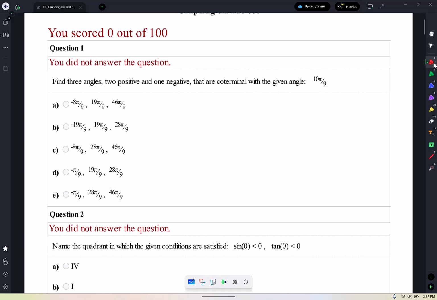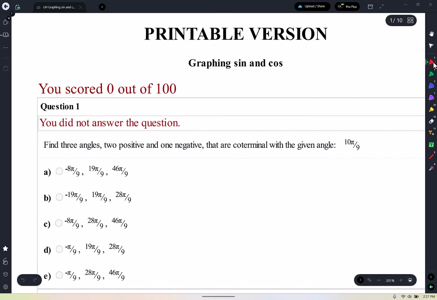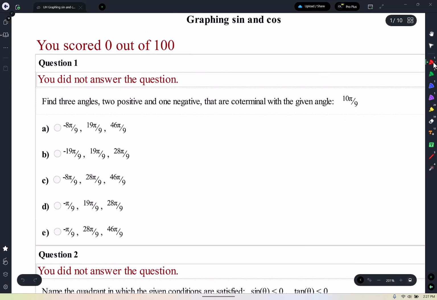All right, question number one. You guys ready? So, graphing sine and cosine. Question number one. Find three angles, two positive, one negative, that are coterminal with the given angle, and they give you 10 pi over 9. Look how simple it is.